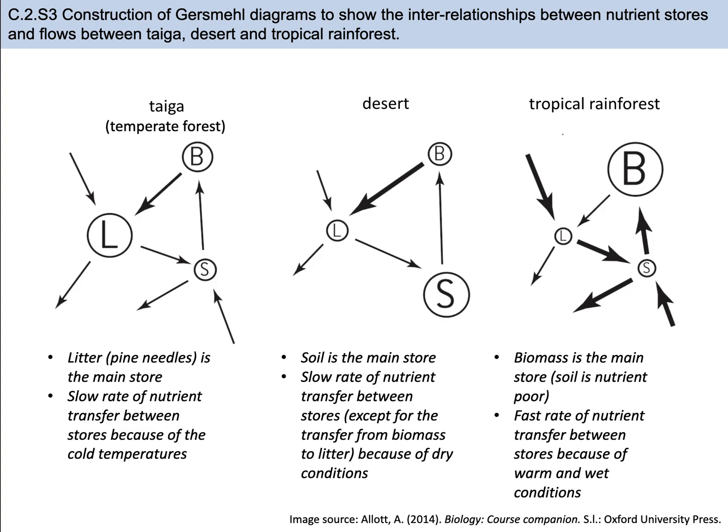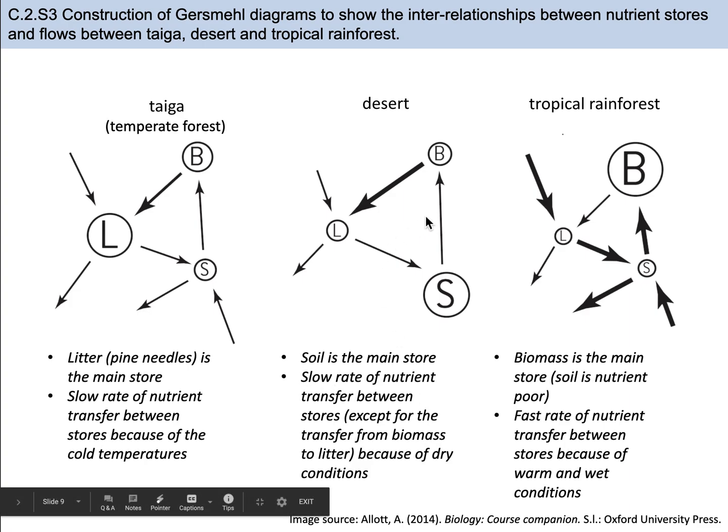So in a taiga, it's usually very cold. When the temperatures are cold, that doesn't allow for a lot of decomposition. So it's not going to allow for this movement of nutrients to get to the soil. If it's not getting to the soil, then it's not going to be taken up by the plants. So the majority is from whatever plants are still successful, and it's sitting as leaf litter in that environment. In the desert environment, you're going to see that the majority is in the soil for the storage, and that the movement is mainly between biomass and leaf litter.